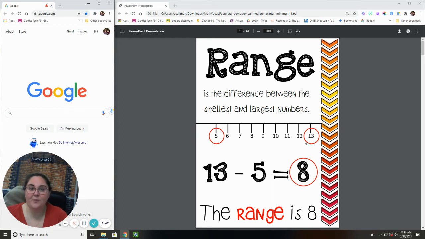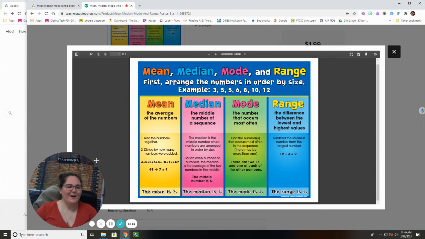This is probably one of my favorite things to do because if you remember these 4 words, that's going to help you out tremendously. This little poster is a great thing for you to use that shows you a little bit closer how to use mean, median, mode, and range.